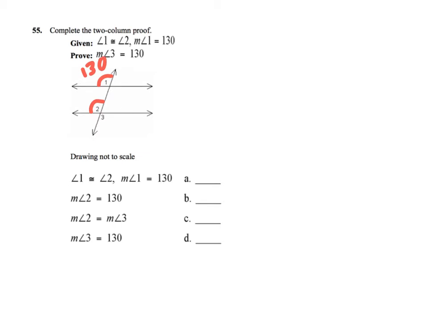All right, so my first line for my proof should always be given. So I know that angle 1 is congruent to angle 2, and the measure of angle 1 equals 130. My next one says the measure of angle 2 equals 130. I know this because angle 1 and angle 2 are corresponding angles. So I'm going to write corresponding angles.